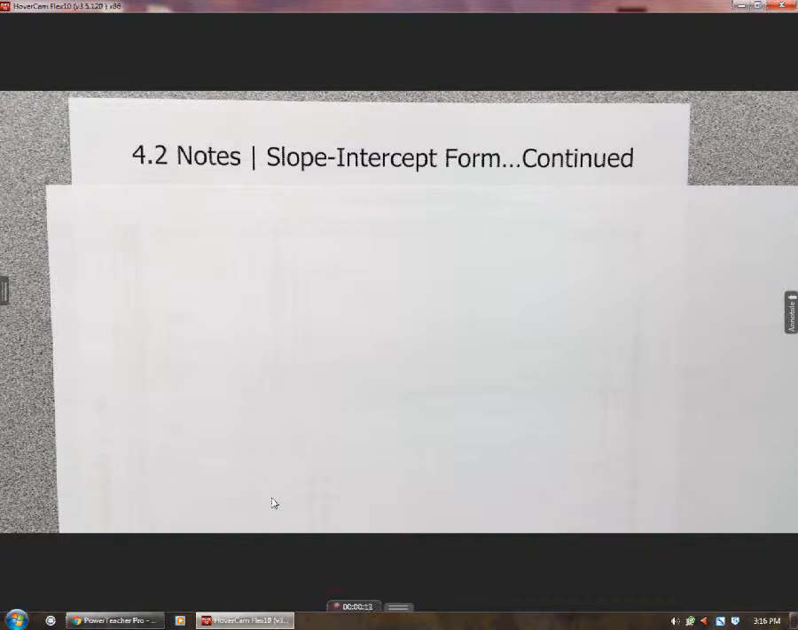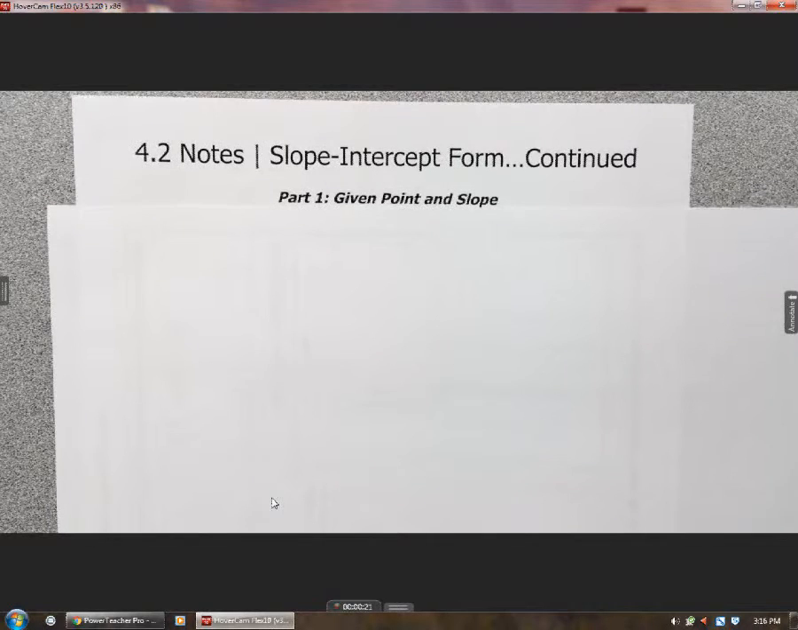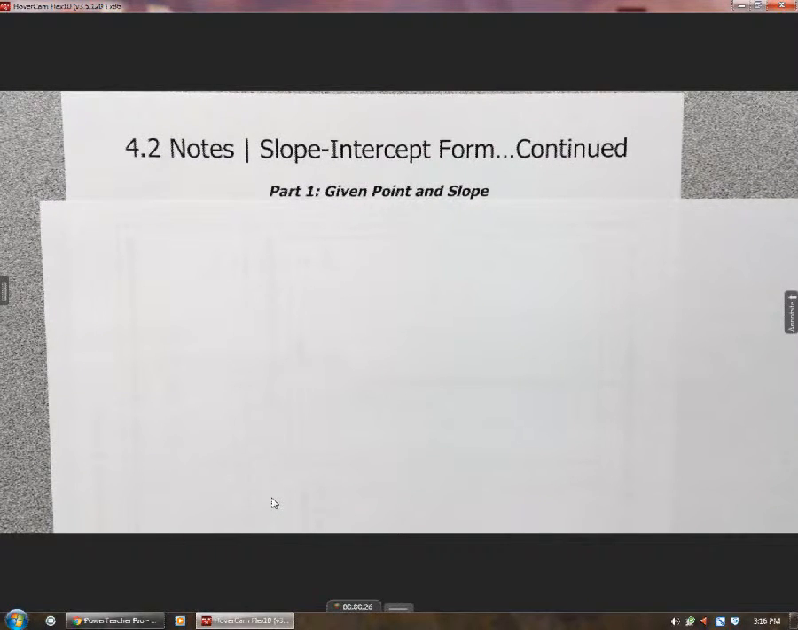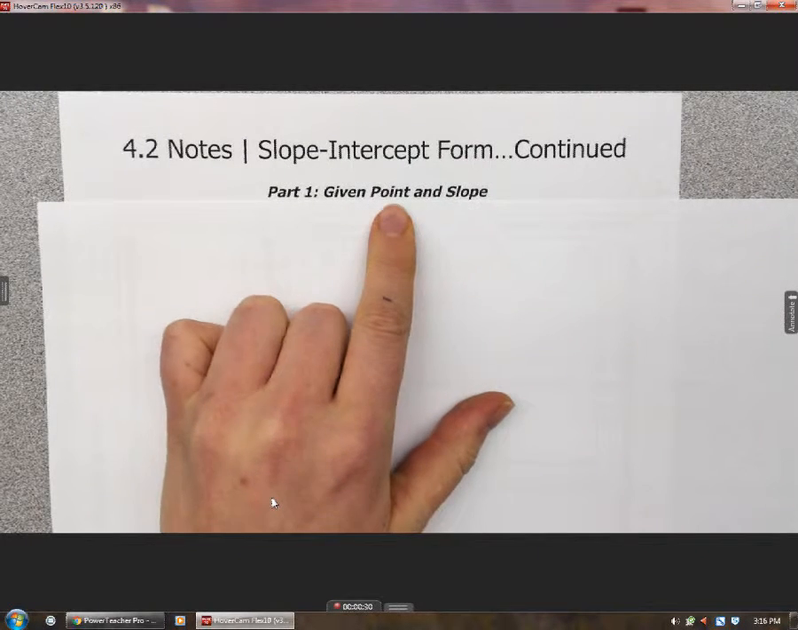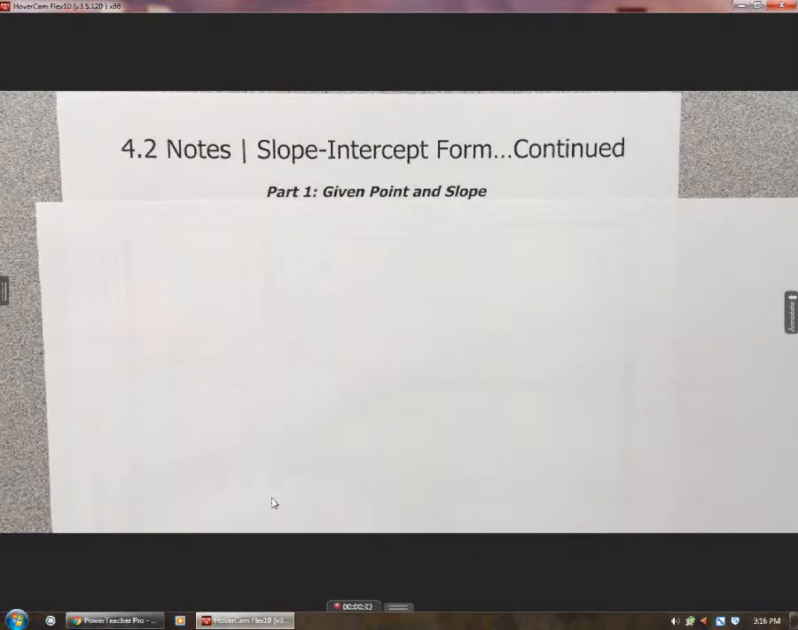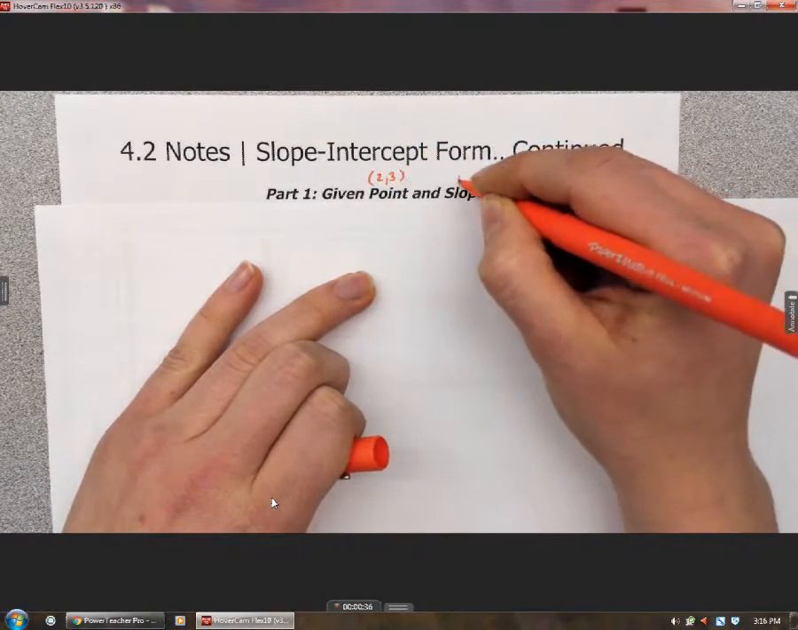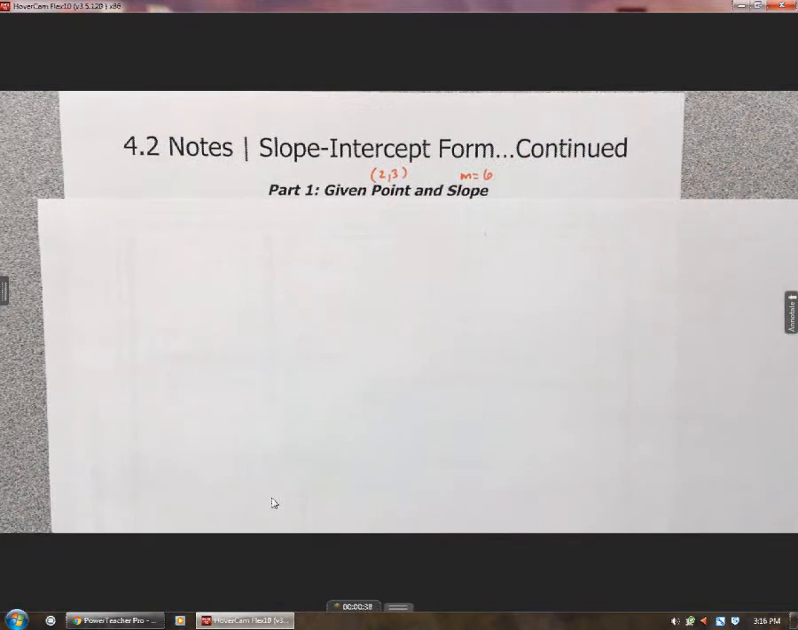We're going to keep going with 4.2. This is still the slope-intercept form. We talked a little bit about this yesterday. This time we have some different problems we need to solve using the equation. The first type of problem I'm going to show you some examples of is when you're given a point and the slope. So a point is like an ordered pair, like (2, 3). The slope would be like m equals 6. You'll have lots of problems kind of like this on your homework.